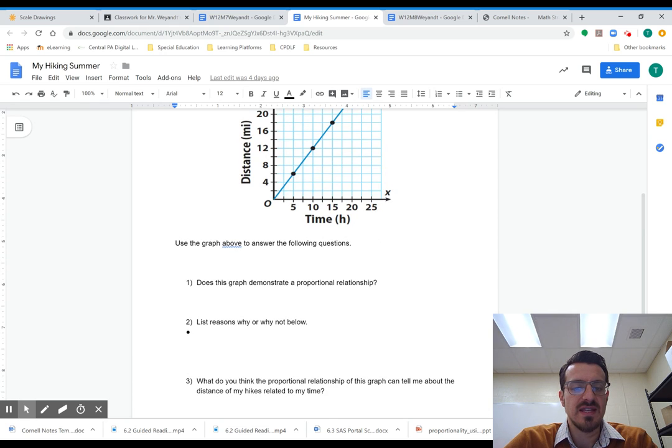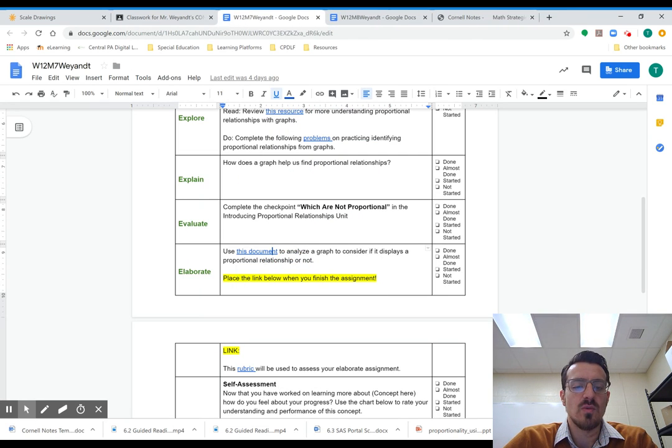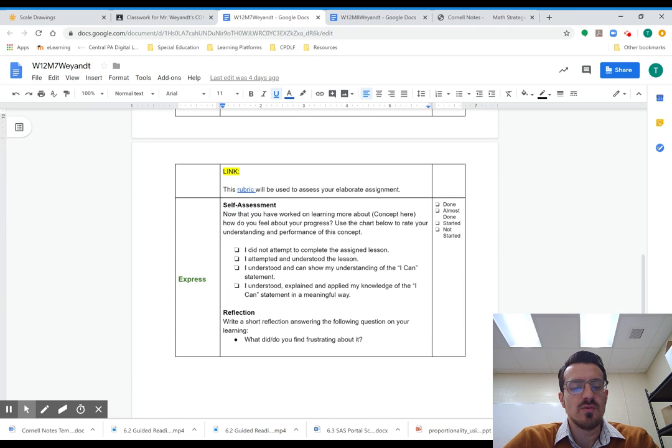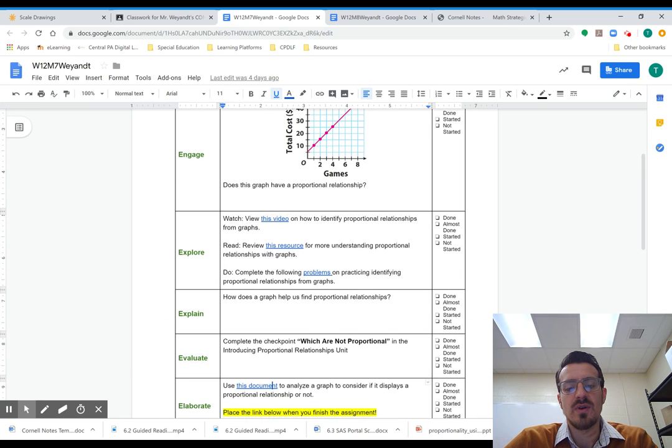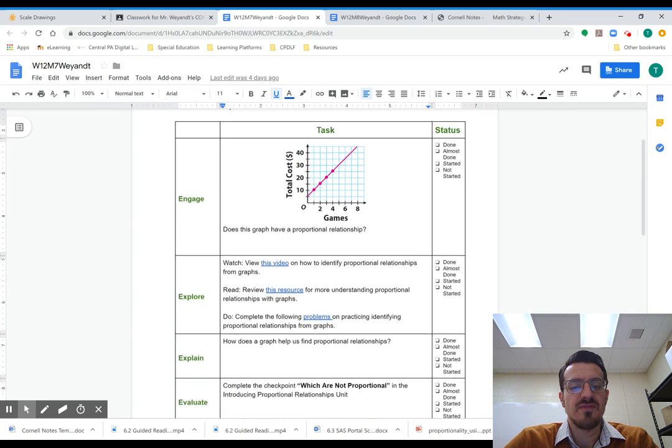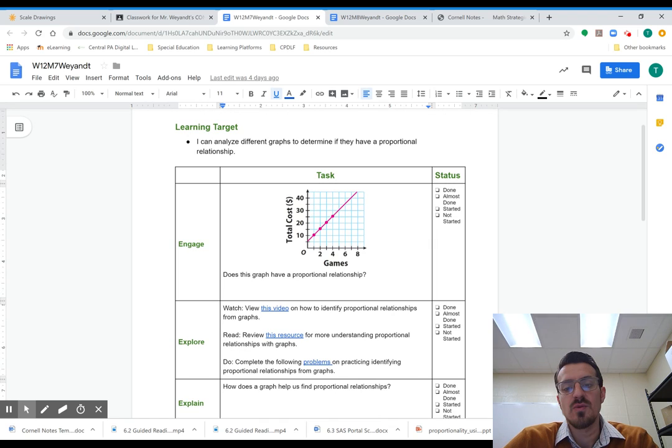So if you can see this activity, it's a way for you to elaborate on what you just learned. And then to wrap everything up, the express. What did you find frustrating about this lesson? Reflecting on this lesson and how you operate through it is a good way to identify the skills that you need work on and the skills that you're good at, to move through the rest of the units and through the rest of the year as well.